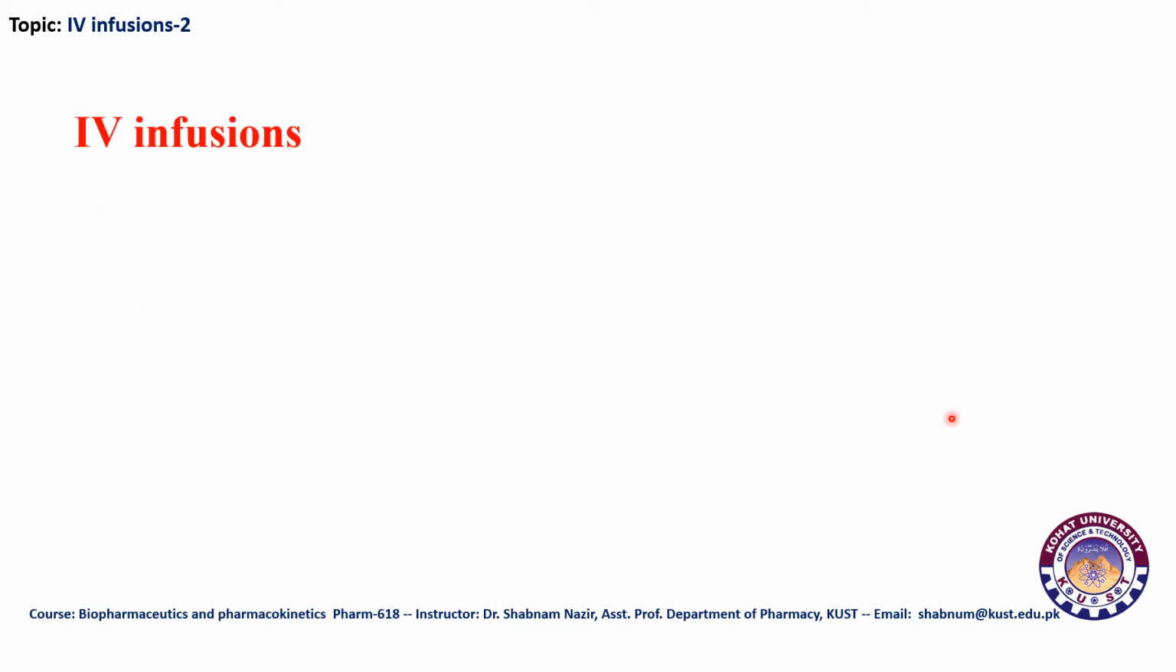So intravenous infusions, we already discussed the description of intravenous infusions. What are intravenous infusions? What are their purposes? So if we just take it in parts, first of all, intravenous infusion is the slow drip of medication into a vein.